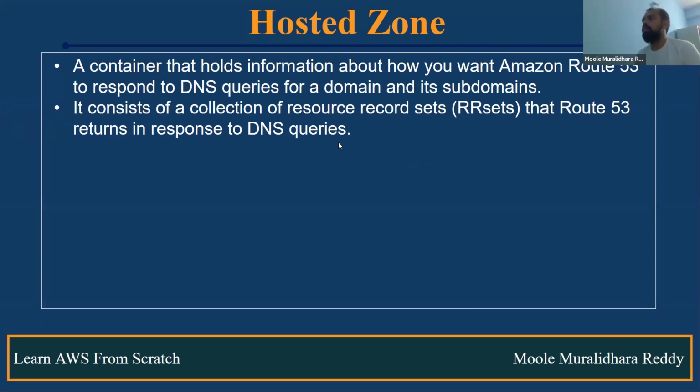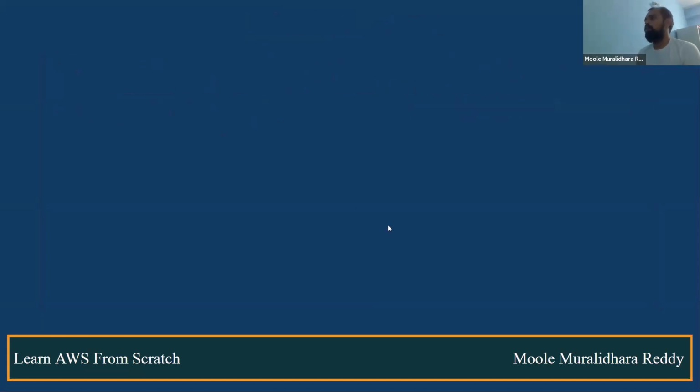Let's take an example. I have created a hosted zone. Inside the hosted zone, I can create multiple records, for example demo.techwall.murli.in. My hosted zone name is techwall.murli.in, and inside that hosted zone I can create multiple records.